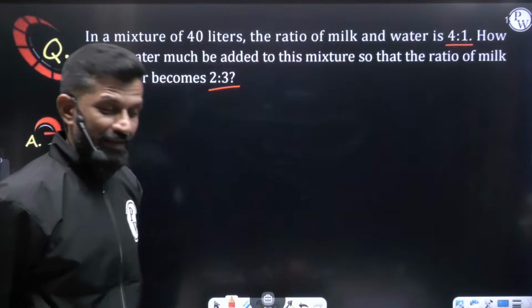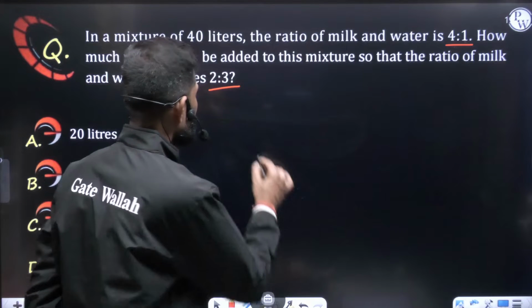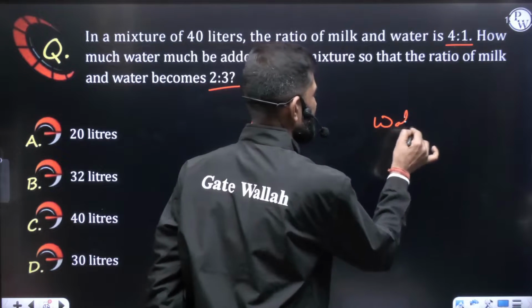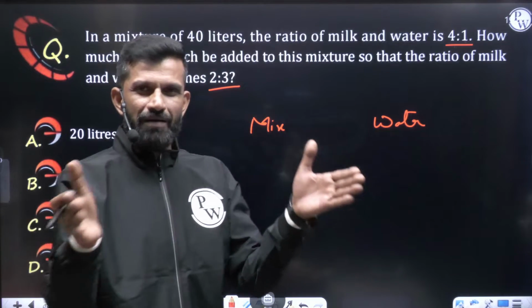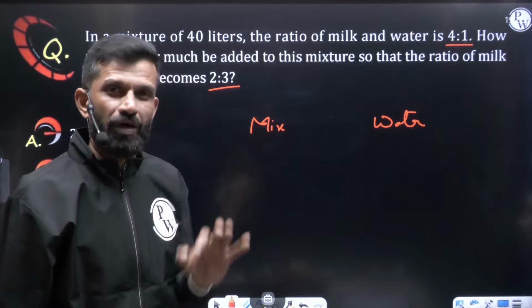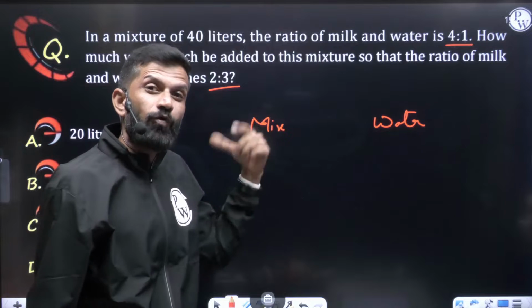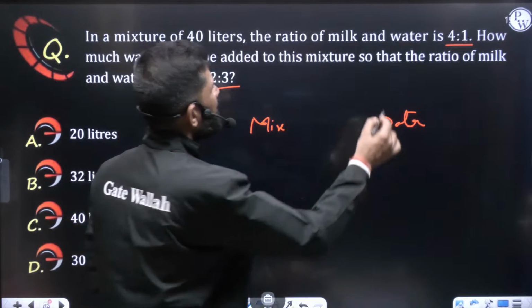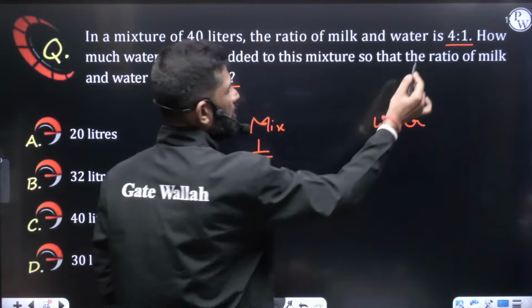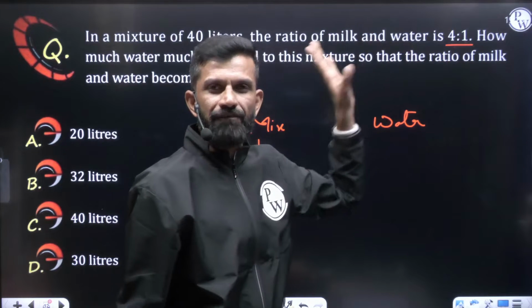Now, as I said, you keep the entities the same. See, on one side you are having the mixture, and on the other side you are adding water. Now the mixture is having how much water? That is more important. I am finding the water entity in this. The mixture is having 1/5 of water, because the milk to water ratio is 4:1. So water is 1 part out of the total 5 parts.